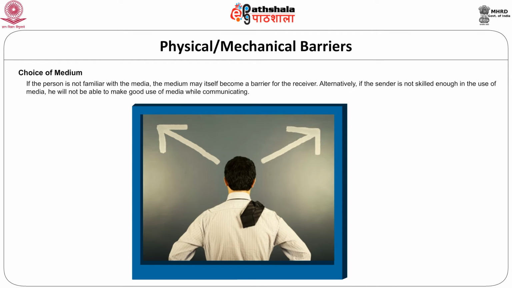The fourth barrier under the physical category of barriers is choice of medium. If the person is not familiar with the media that he is going to use for communication, this medium itself may become a barrier for the receiver. Alternatively, if the sender is not skilled enough in the use and handling of that media, he will not be able to make good use of media while communicating. So far we have discussed the four physical or mechanical barriers to communication.